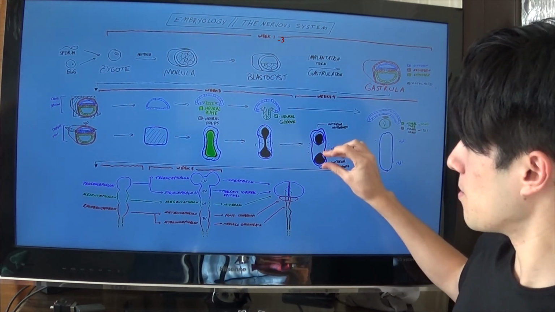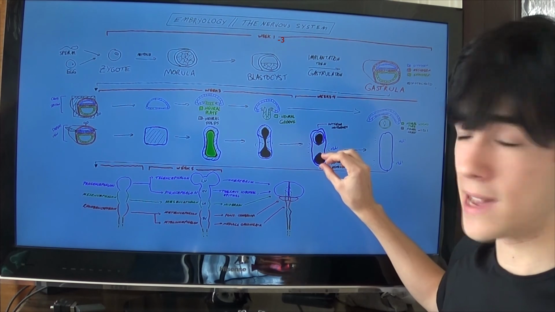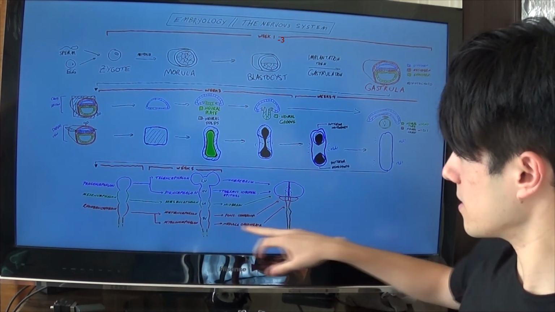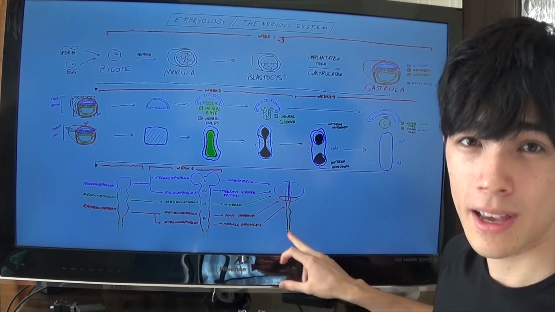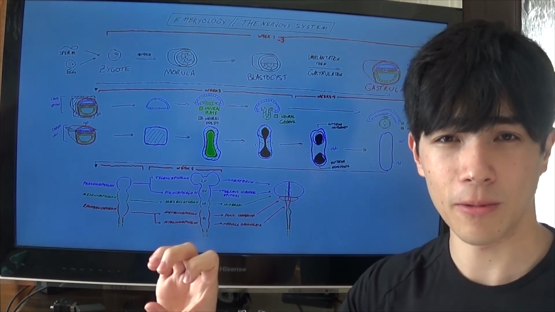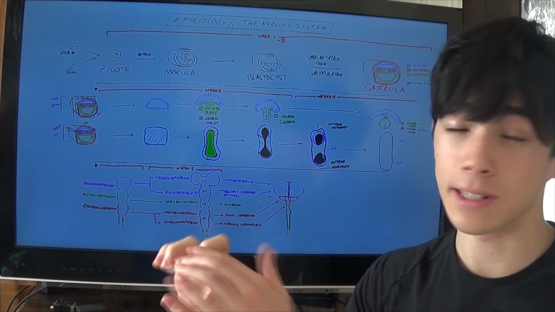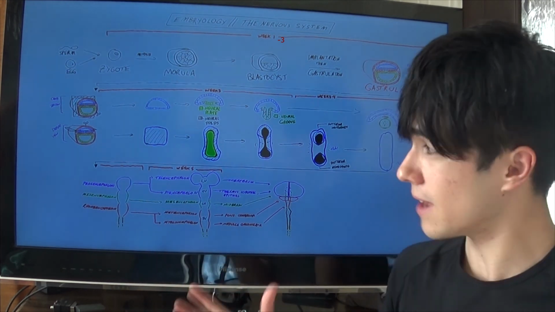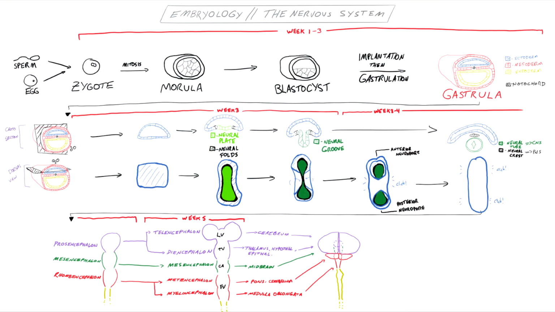Our posterior neuropore is at the bottom, or the caudal end, isn't it? So we end up with structures at the spinal cord having problems. Our spinal cord can end up not closing properly, and we end up with an outpouching at the bottom of it, causing different structures to herniate. So yeah, that's nervous system embryology, at least my understanding of it.